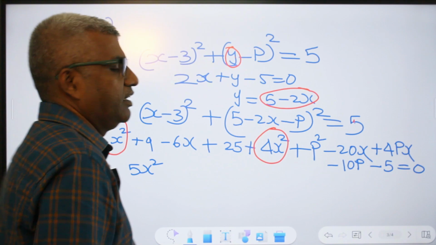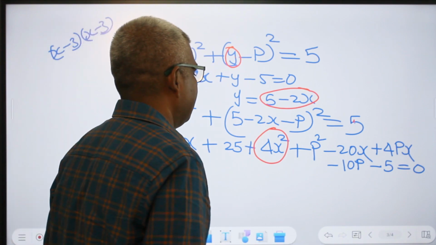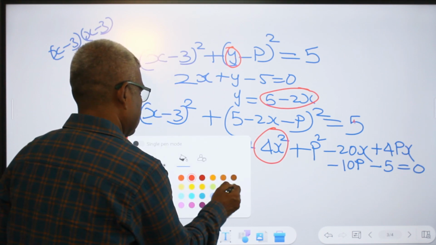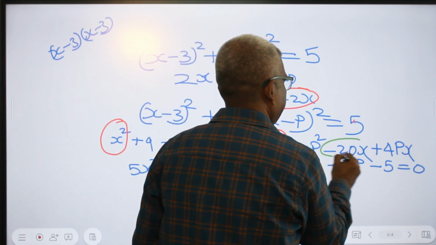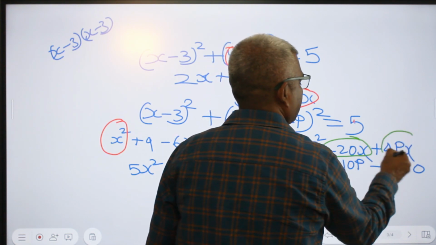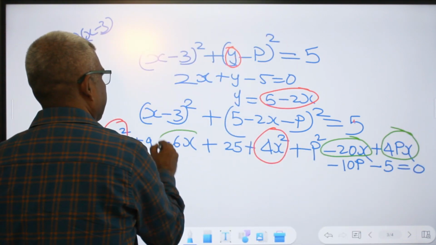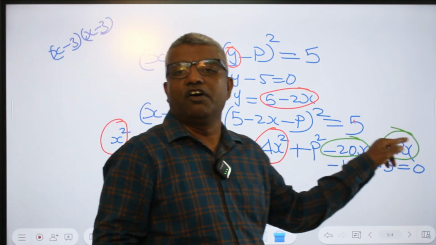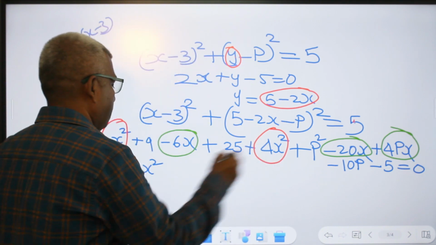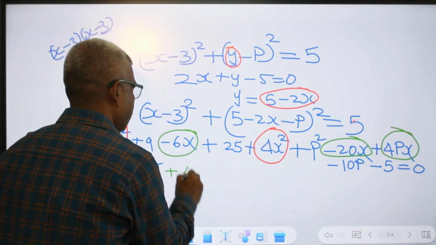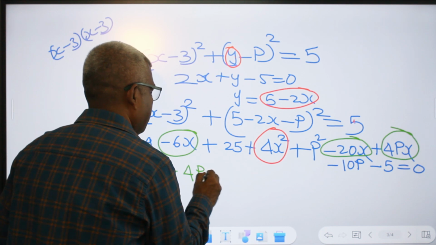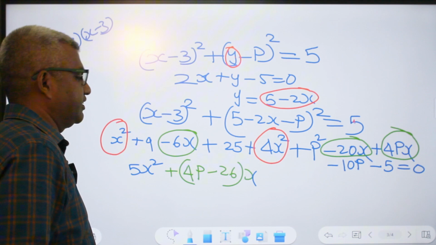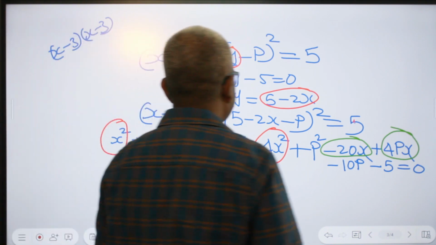Combine like terms, we studied in grade 9. Then minus 20x plus 4px minus 6x. So what will be there? Minus 20 minus 6 is minus 26x, plus 4px. So 4px minus 26x. Okay, then look at the constant.